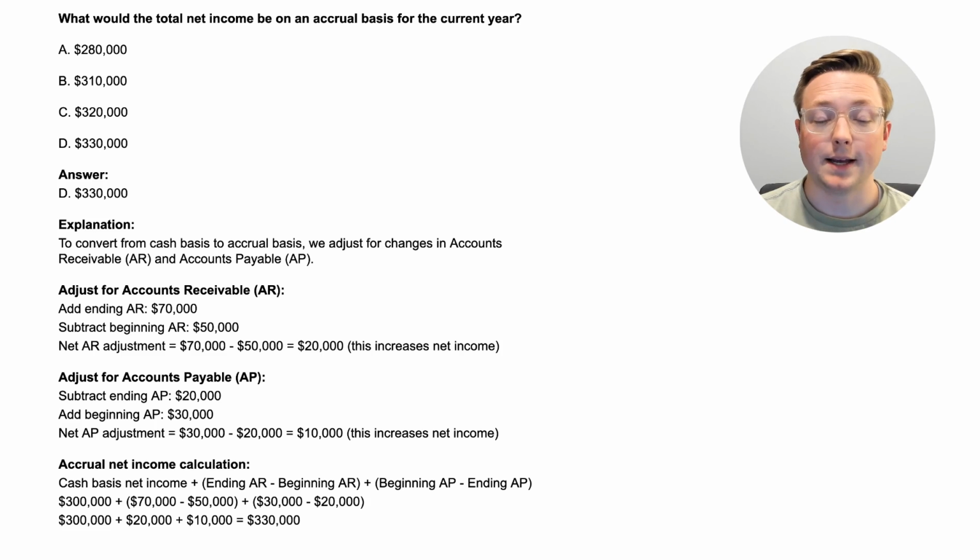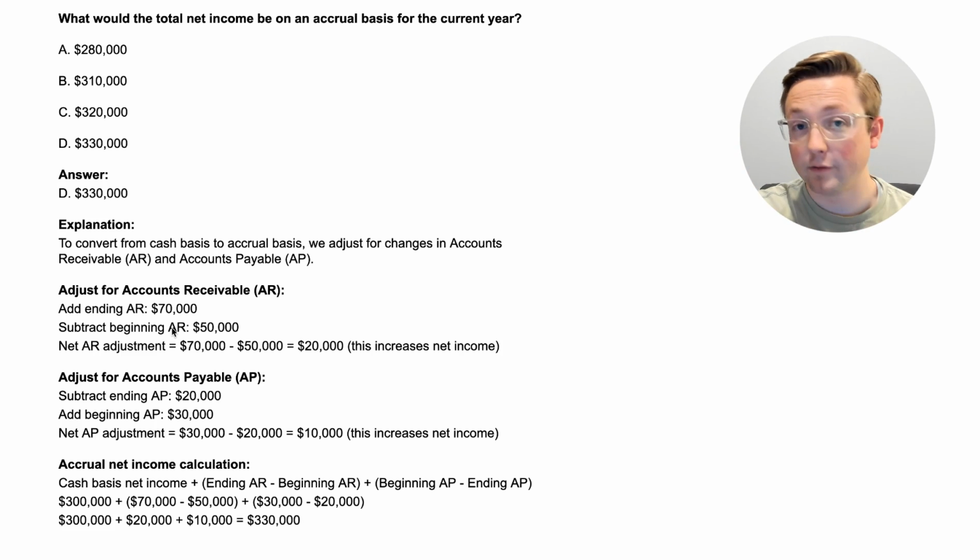All right, here we are at the answer. The answer is D, $330,000 would be the accrual basis income. Let's walk through this. To convert from cash basis to accrual basis, we adjust for changes in accounts receivable and accounts payable. So for adjusting accounts receivable, this is one way you can do it. You can add the ending accounts receivable, so that would have been the accounts receivable at the end of the current year. And then you can subtract the beginning accounts receivable, that would be the accounts receivable at the end of the previous year.